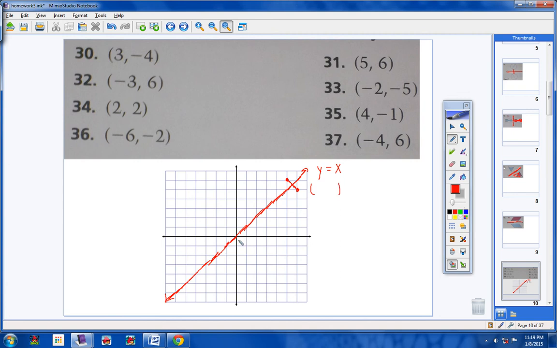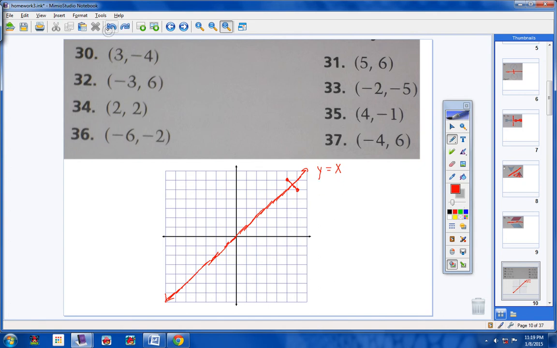Let's see what I have. 1, 2, 3, 4, 5, 6. 1, 2, 3, 4, 5. So (6, 5). They're both positive. Alright. Okay, here we go. Moving on.